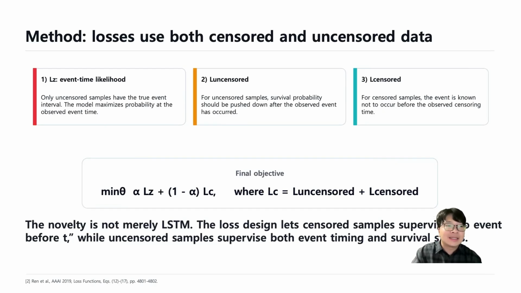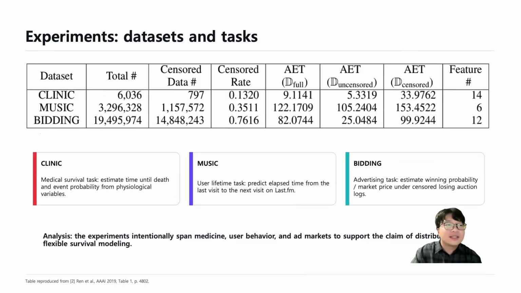The novelty here is not merely using the loss. The loss design allows censored samples to provide useful supervision. Censored samples tell the model no event occurred before this observed time. Experiment dataset and task. The paper evaluates DRSA on 3 real-world datasets.